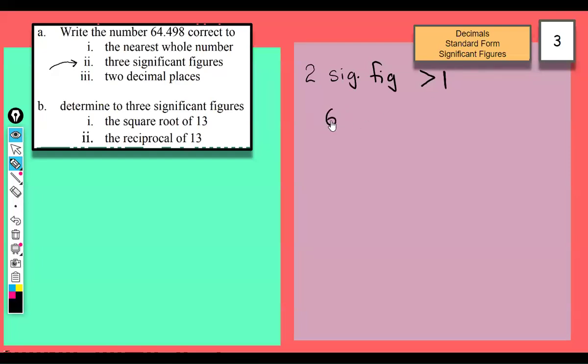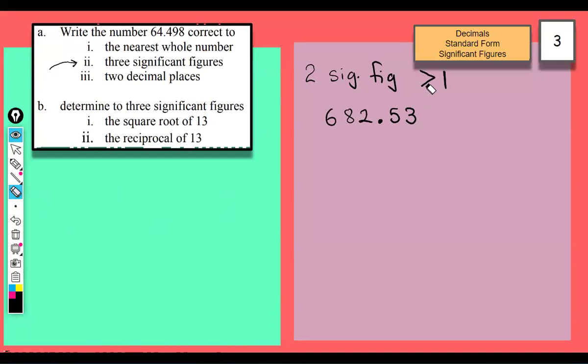So let me make up something: 682.53. And they ask you to convert that to 2 significant figures. Now, a lot of people mix up significant figures with decimal places. Decimal places come after the decimal point. For example, this is the first decimal place, and this is the second decimal place. For decimal places, you start counting after the decimal point. But significant figures is not that.